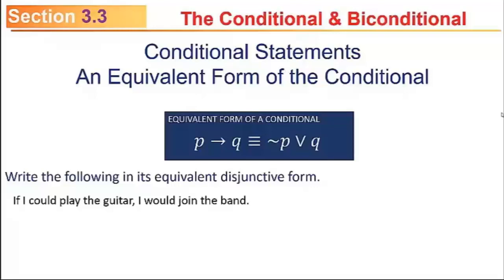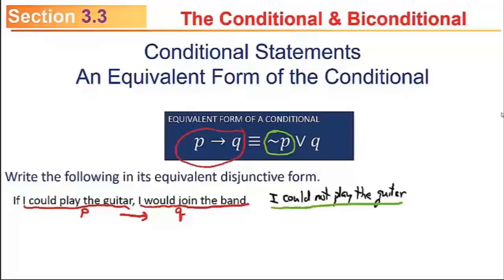If I could play the guitar, I would join the band. The I could play the guitar is like the P. The I would join the band is like the Q. So I'm taking that statement, which is modeled on the left-hand side of that formula, and changing it to the right-hand side. So right now, I've got the left-hand side of the equation done. I want to change it to the right-hand side of the equation.